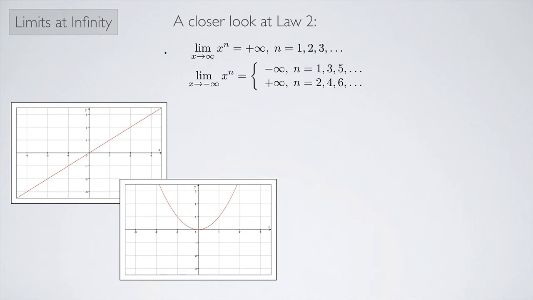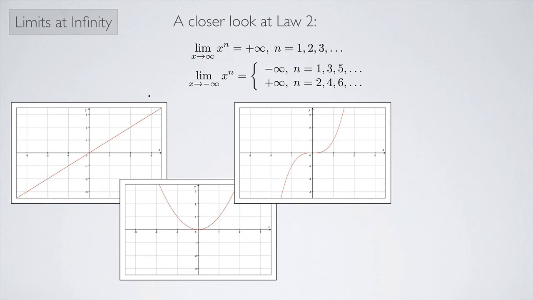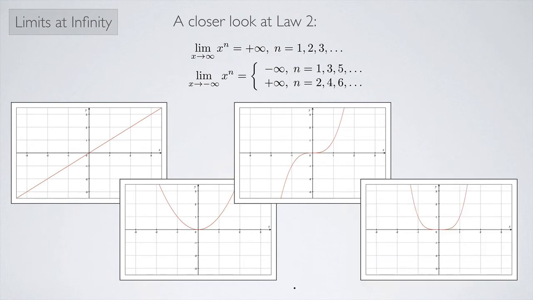Here is x squared, and now you can see what's going on. As x gets bigger and bigger positive or bigger and bigger negative, in both cases it goes off to positive infinity, and that's the even case up here. Here is x cubed, and again we see the behavior where on one end we go off to positive infinity and on the other end we go down to negative infinity. And finally, here's x to the 4th, and this looks a lot like x squared, where both ends go off to positive infinity.